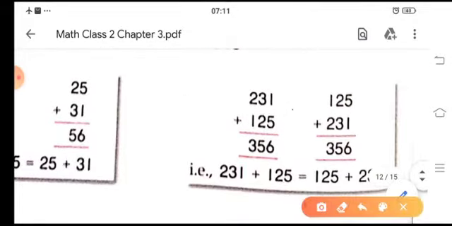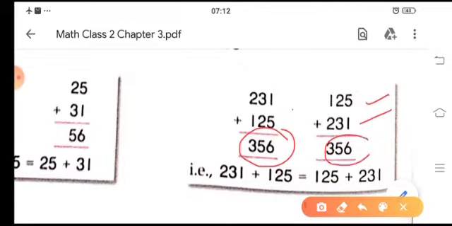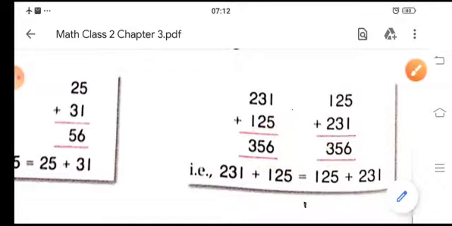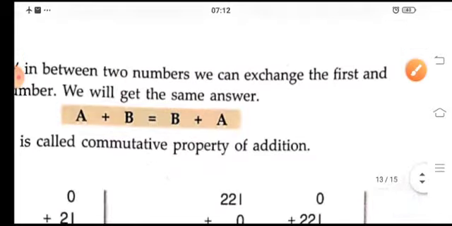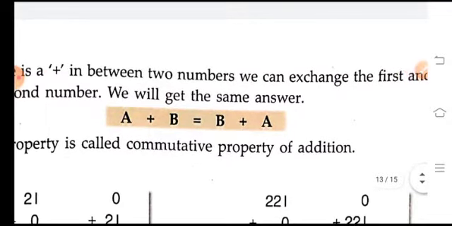Now see, 231 plus 125 becomes 356. Then again we write 125 at the top and 231 below. Again we'll get 356. So there is no change in the total sum, it remains the same, whether we write 231 above or 125 above. Got it, children? Then we'll move on.